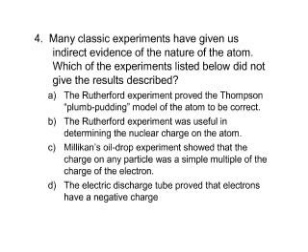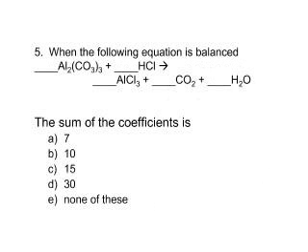Number 4. Many classic experiments have been given as indirect evidence of the nature of the atom. Which of the experiments listed below did not give the results described? Letter A, the Rutherford experiment proved the Thomson plum pudding model of the atom to be correct. Well, it turns out Thomson, of course, was not correct, so we don't have to go any farther. A is the answer. And the others are good.